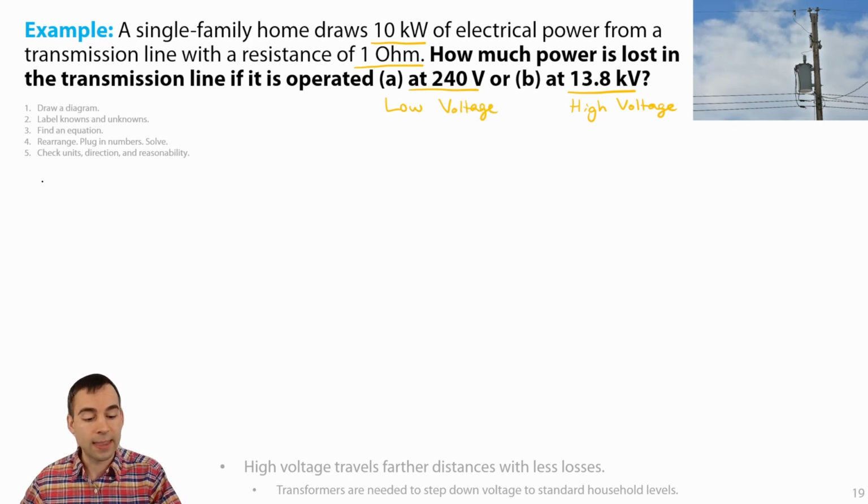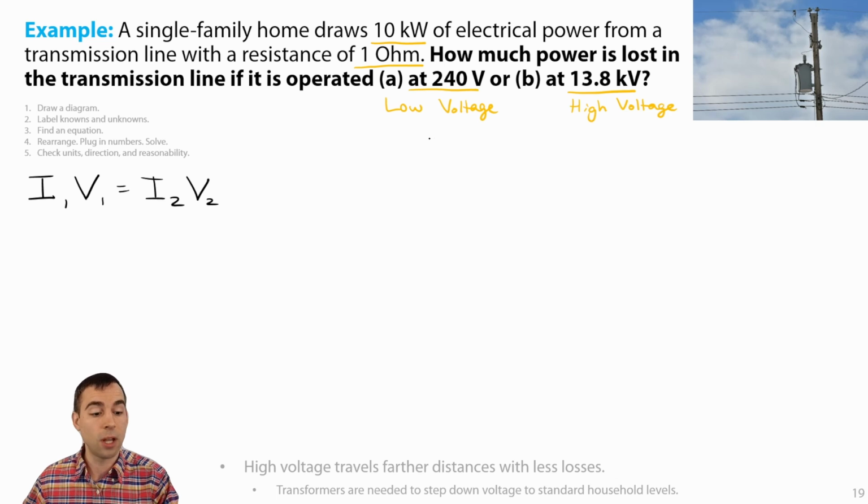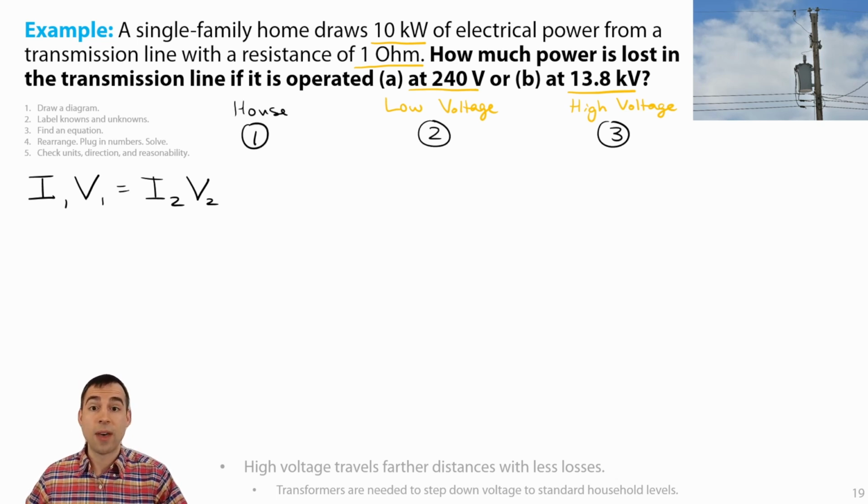So let's go ahead and think about our equation. For a transformer, we have I1 V1 is equal to I2 V2, and we will label the low voltage system as our second system, and we'll label the high voltage system as our third, with the house being our first system. So the house operates at 10 kilowatts. That is 10,000 watts for the power over here.